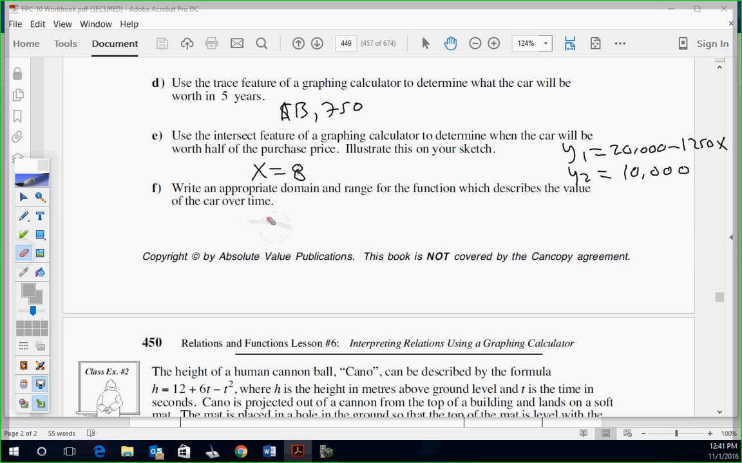Why did I say 16? Yeah, at 16, it's worth nothing. So your domain, remember, would be x is greater than or equal to 0 and less than or equal to 16. That's how you'd write it. You can write it as 2 inequalities if you want. If you're confused, remember this is the greater than or equal to, and this is less than or equal to. So the greater than is facing the x, and the less than is facing the x there.